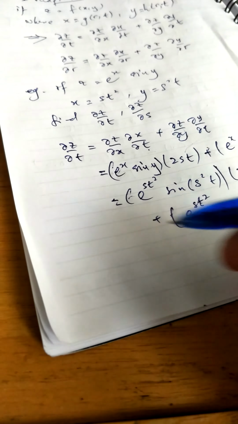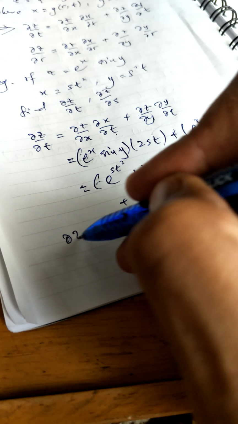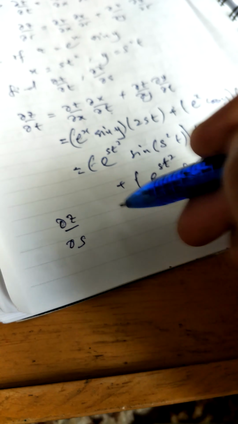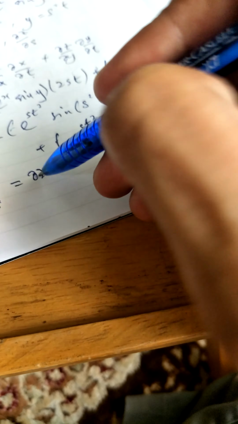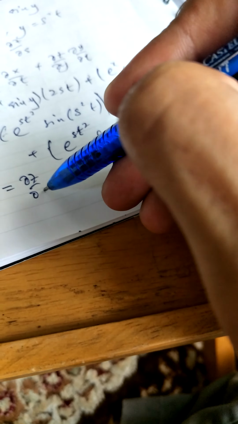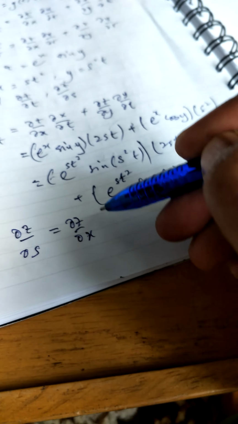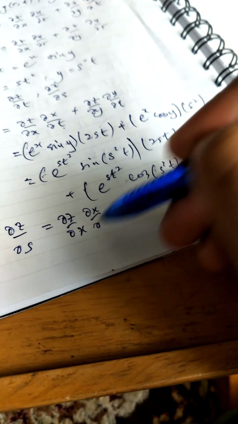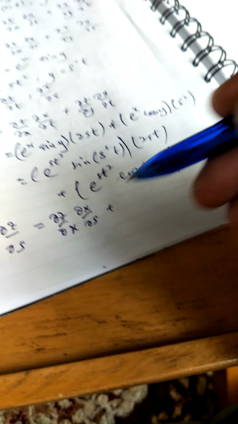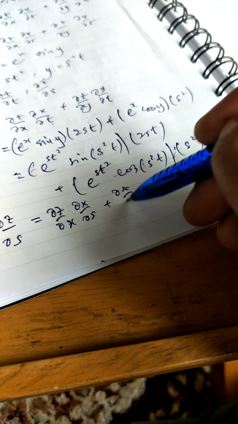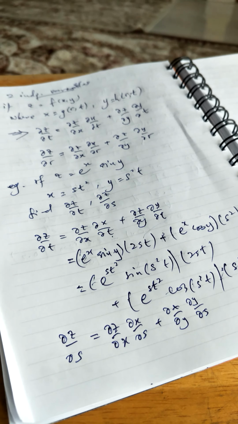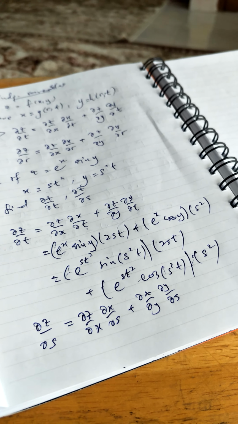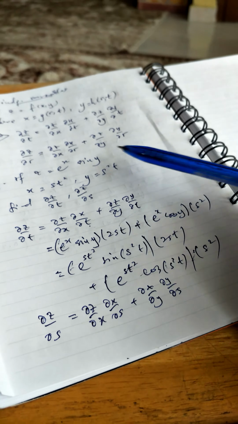Also we can find ∂z/∂s. ∂z/∂s is given as ∂z/∂x ∂x/∂s plus ∂z/∂y ∂y/∂s. So it seems that there are many formulas here, but you don't have to memorize all these formulas. You need to understand this thing.